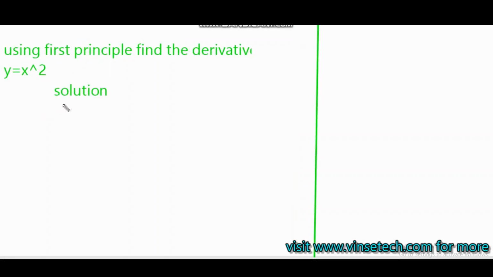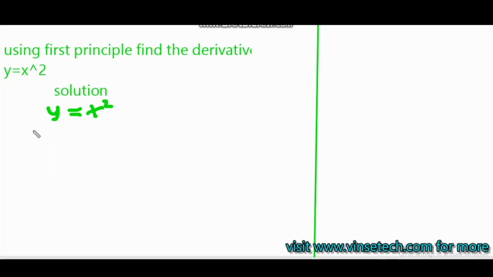In this example, we're given that y is equal to x raised to the power of 2. To solve this example, first we follow the steps as illustrated in the previous video. The first step, we add delta to both sides of the equation.